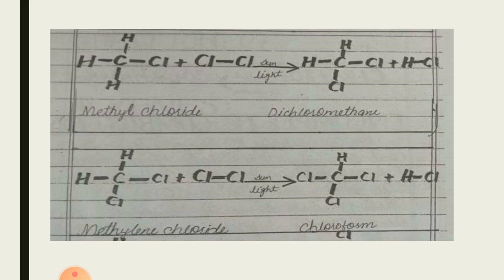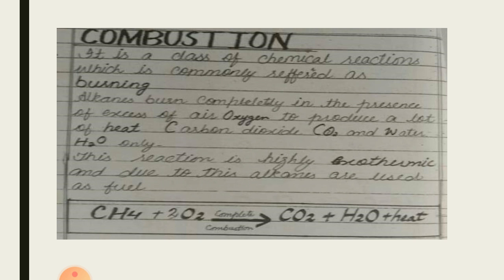In the second reaction, the same methyl chloride will react further with the chlorine molecule, and another atom of hydrogen will be replaced by chlorine. The same is the case until all of the hydrogen atoms are replaced. In the third step, you can see that a third hydrogen is replaced by Cl, while in the fourth and last step, all of the hydrogens are replaced by chlorine, and that compound is called carbon tetrachloride or tetrachloromethane.